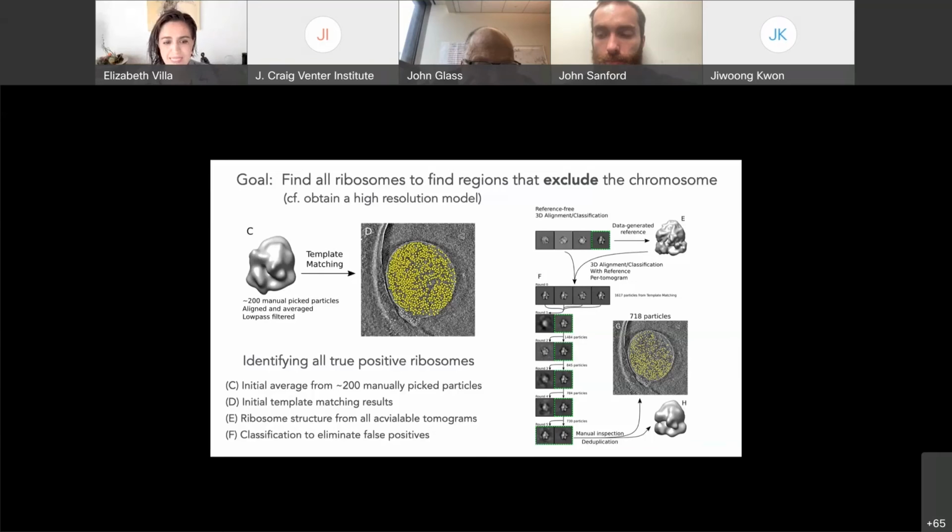Once he had this template, he went in and very roughly tried to find all of the ribosomes within one single cell. And then you obviously end up over picking ribosomes. You pick things that are large and round and dark, and some of them are not going to be ribosomes. Then you get a ribosome structure from all of the tomograms that you have, and you can get a slightly better structure of a ribosome.